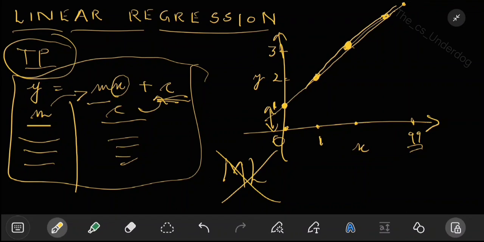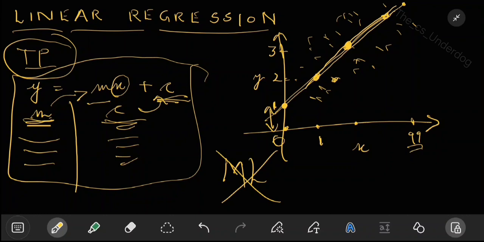What if the points were here and there, scattered? That is, there is an underlying regularity which you can approximate with this line, but the points are not exactly on that line. It is here and there. In that case, using these points, you won't be able to find M and C like this. Instead, you will have to approximate those values. This approximation is where machine learning will come into the picture.